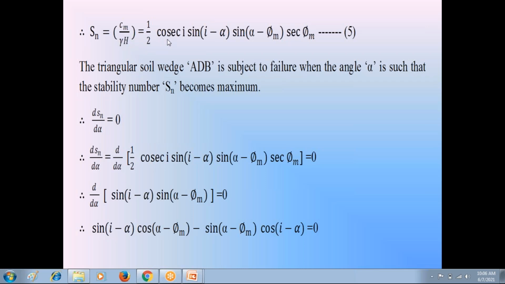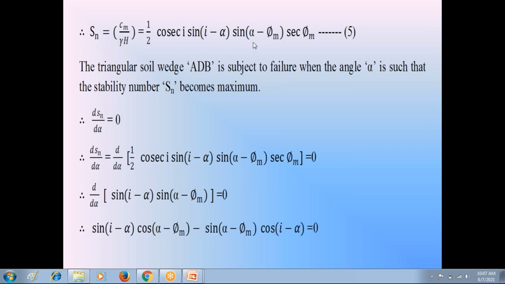Check the right hand side. On this right hand side, I, the angle made by soil slope with horizontal, is constant, phi m is constant. So from this equation 5, we can understand that this maximum height H depends on angle alpha, because I is constant, phi m is constant. So from equation 5, this height H of the soil slope depends on angle alpha. If this height H becomes maximum, Sn also becomes maximum. That is the condition. So here the height H is maximum for Sn maximum.